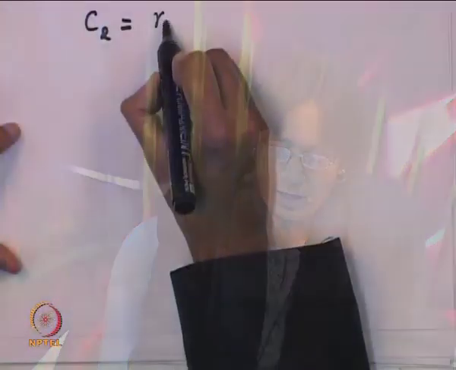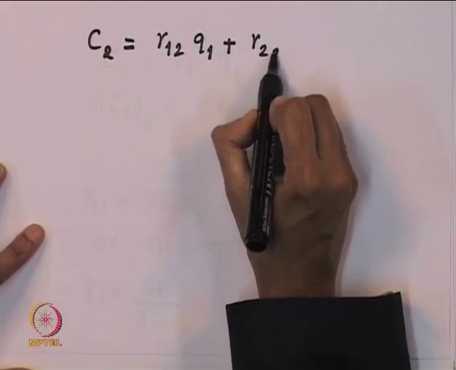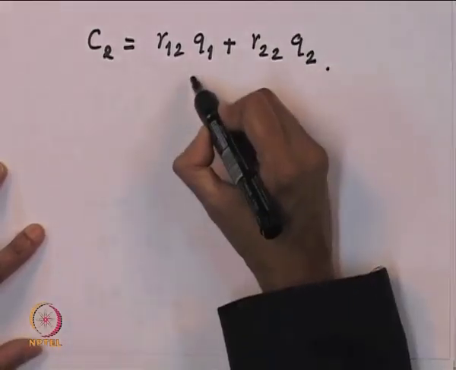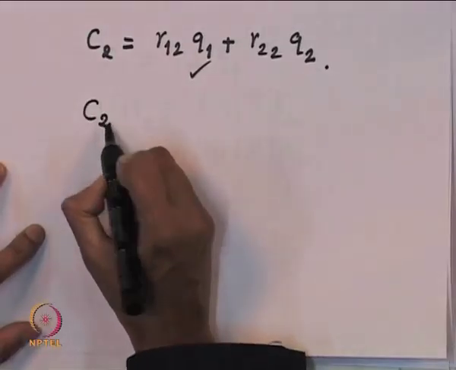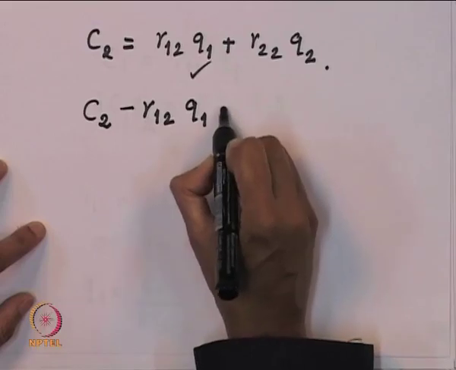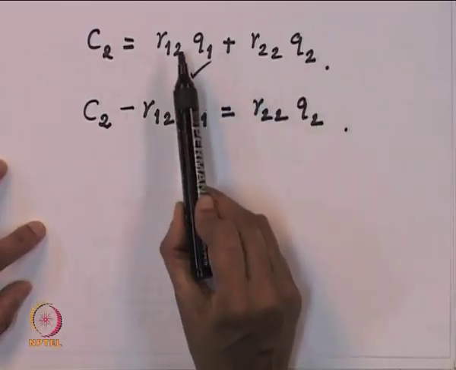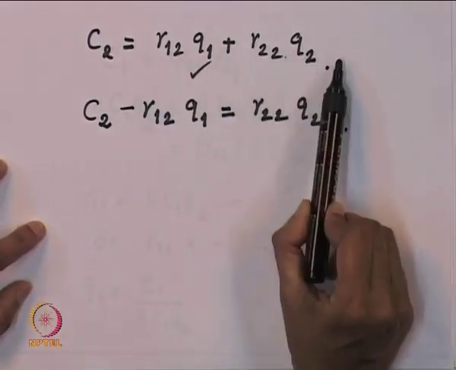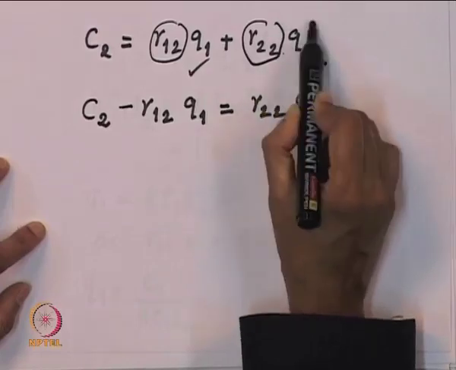Now, in the second one, you have the relation C2 is equal to R12 Q1 plus R22 Q2. We have already determined Q1. So, we have C2 minus R12 Q1 is equal to R22 into Q2. Okay. So, now I need to determine what is R12, what is R22 and what is Q2. Q1 is determined. So, these are the three things to be determined.